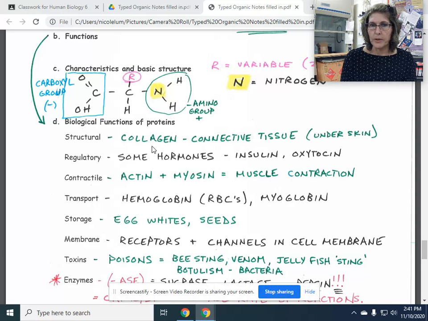Storage: egg whites. We know that egg whites are a great source of protein. Basically, as that chicken and other organisms are forming within that substance, that's what they're feeding on.